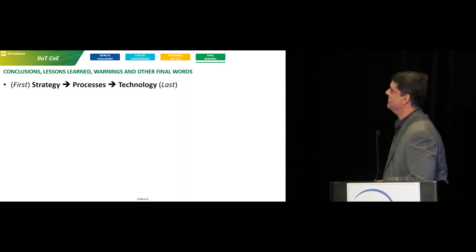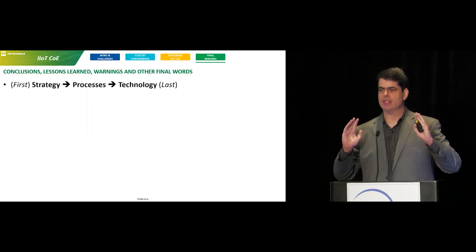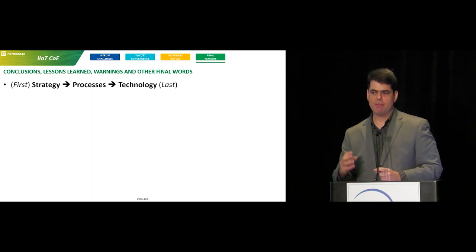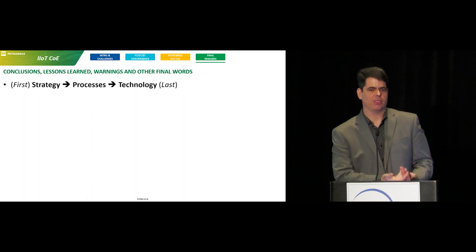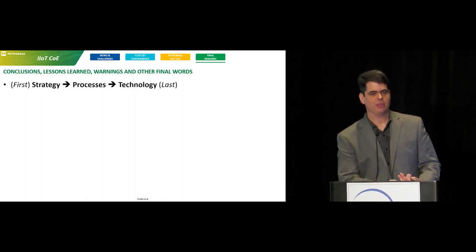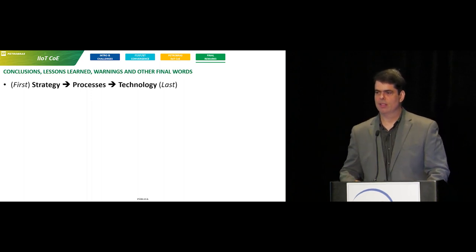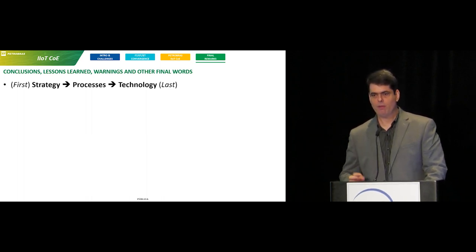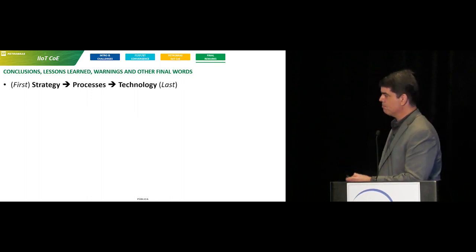Conclusions. The first thing we have is strategy, and then processes, and then technology. It must sound obvious, but it's not. Probably when we are from the technology side, we think first about technology. Oh, there's a new technology we have to use. Have to use to change which processes, connected to which strategies. First comes strategy, then processes, then technology.